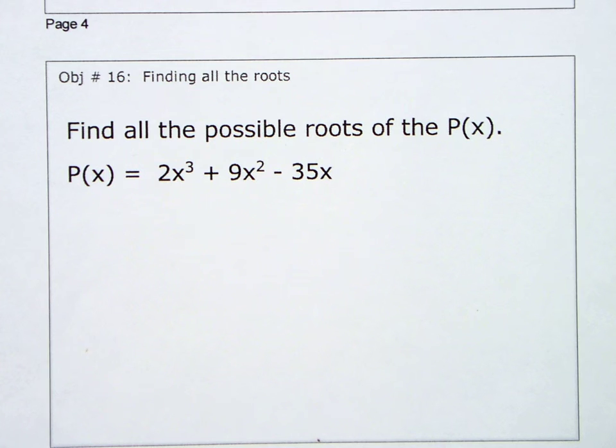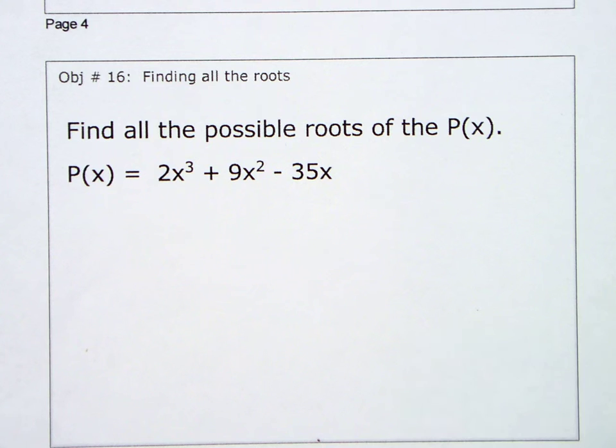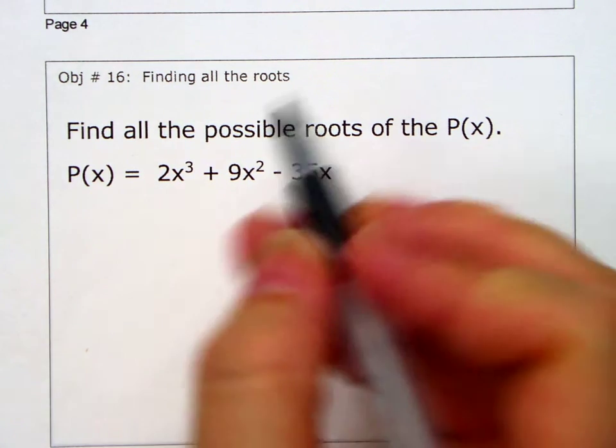Find all possible roots of the polynomial p of x. All right, so should we do synthetic division here? Is there a number by itself without an x? No. Look at this. Can you factor this? That's the first thing you should check. Always check, do I know how to factor this? Do I have a method? We don't want to do a bunch of guess and checking if we don't have to. So this is actually factorable.